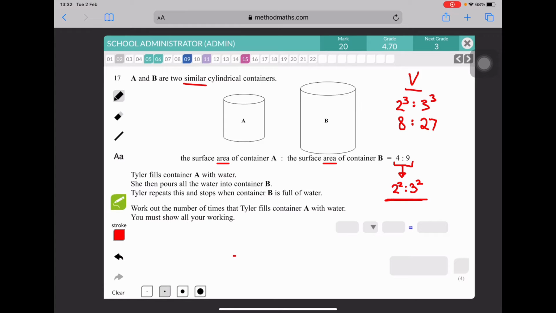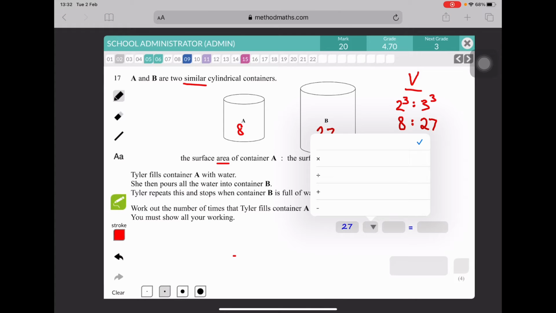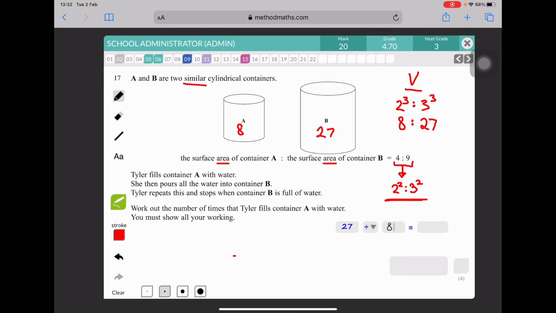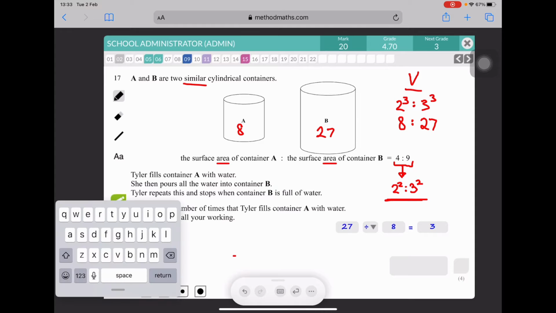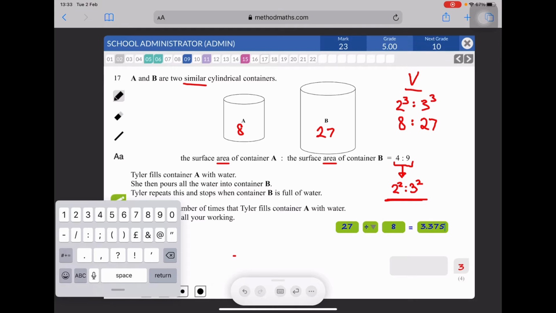So now let's just assume that these are the actual volumes. We're going to do 27 divided by 8, which is, let me use the keyboard, 3.375. So we need to fill the container, sorry, let me just get rid of this.